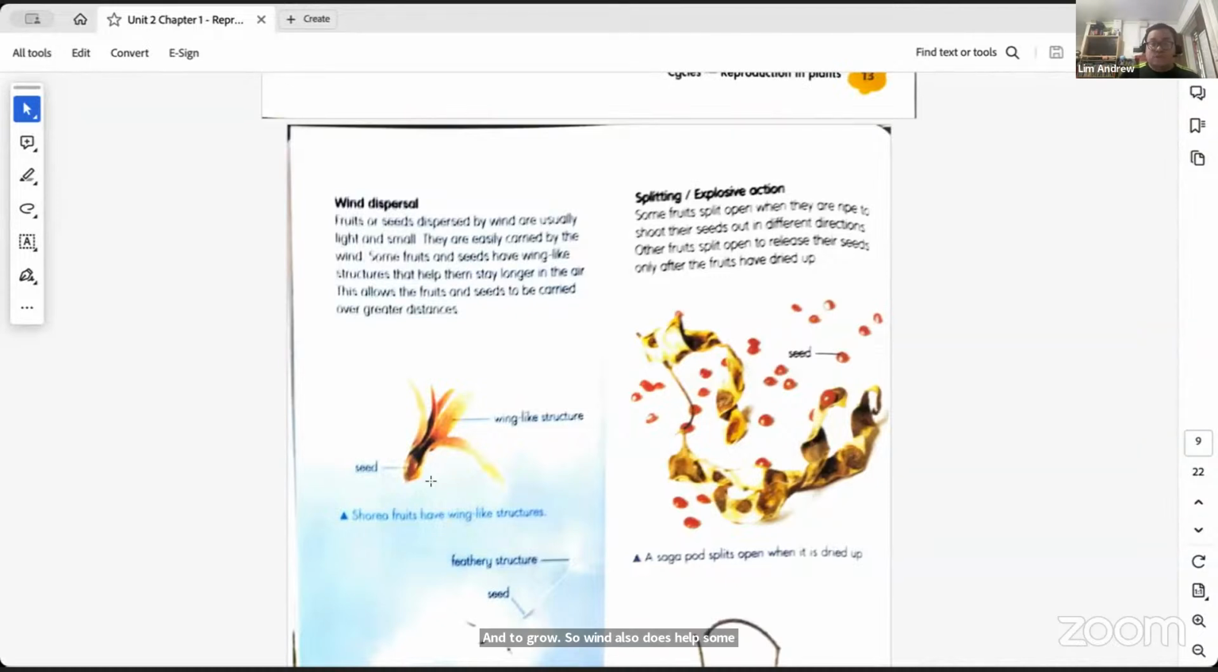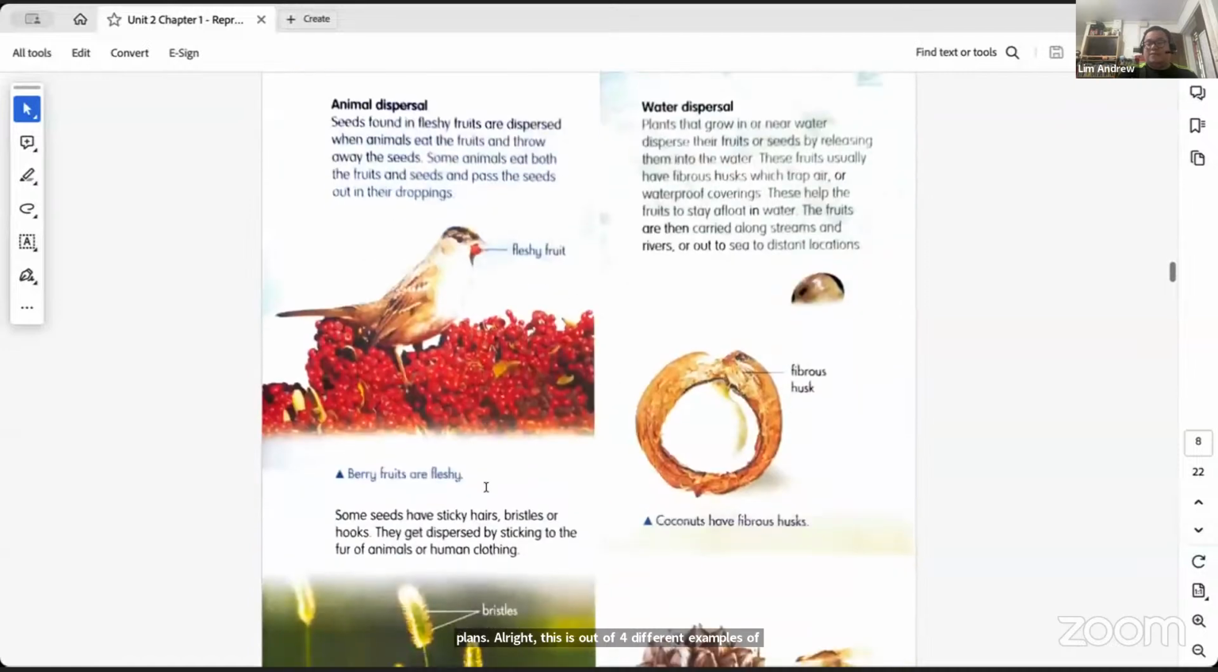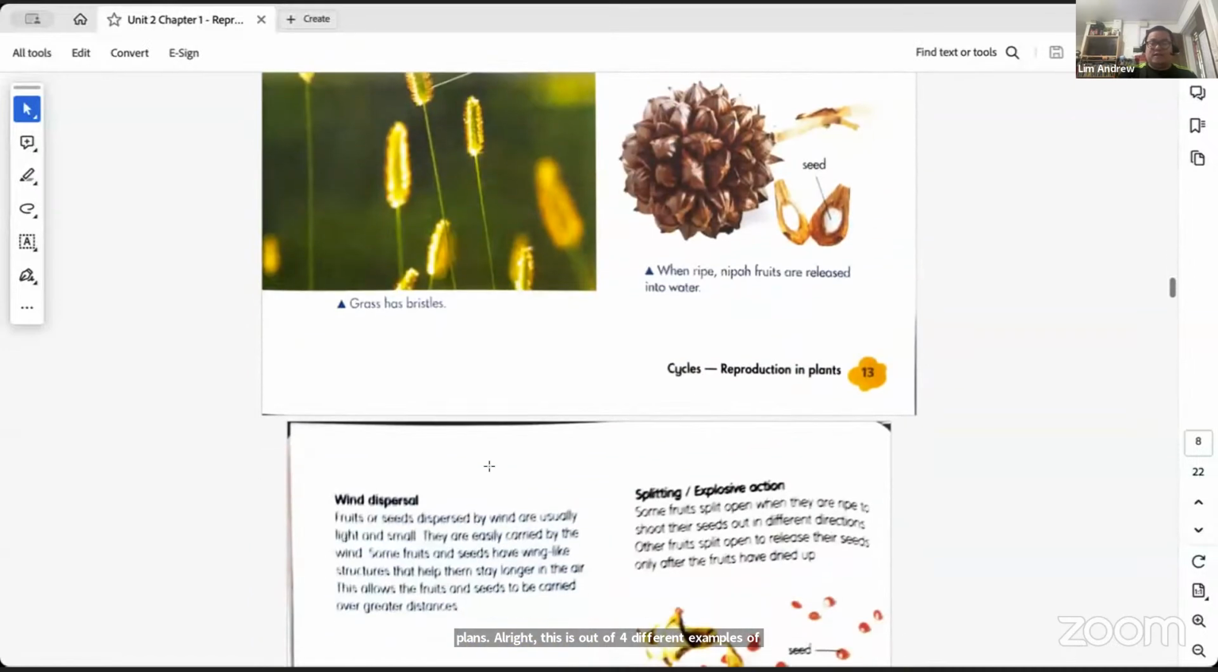Then we have the explosion. When the fruits are ripe, they will split open, boom, and the seeds will be dispersed across different directions away from the mother plant. All right, these are the four different examples of how plants disperse their seeds to ensure that their young don't stay near them.